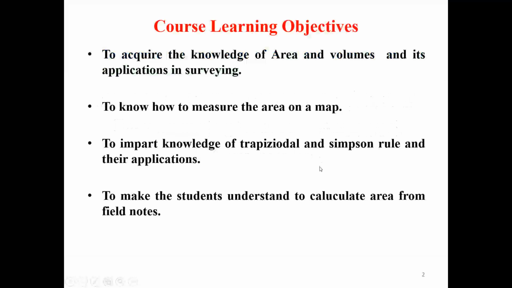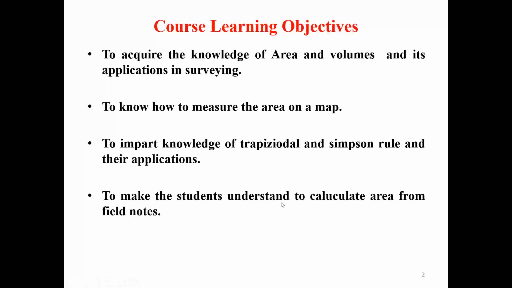The objective of this module is to acquire knowledge of area and volume and their application in surveying. The second is to know how to measure the area on a map and to impart the knowledge of the trapezoidal and Simpson's rule and their application in the calculation of areas and volumes, and to make the student understand how to calculate the area from the field notes.